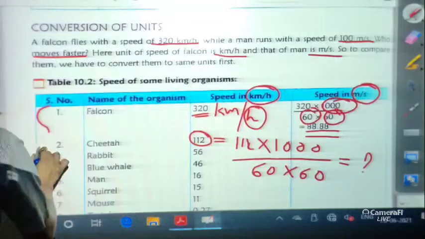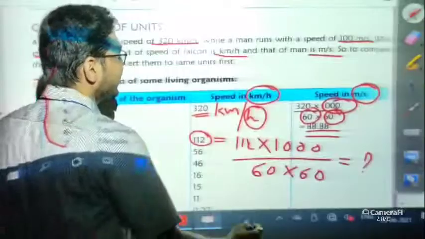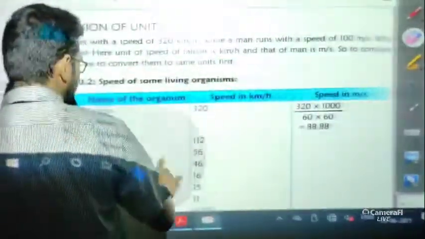There are many speeds given, so you have to convert all the speeds into meter per second. This should be done by you.